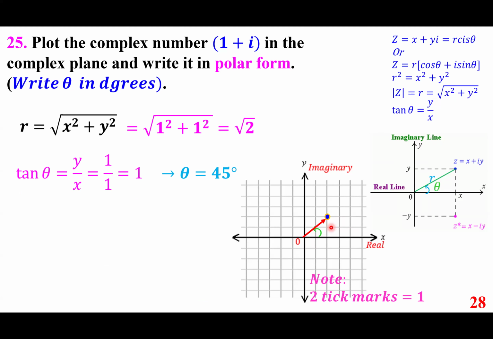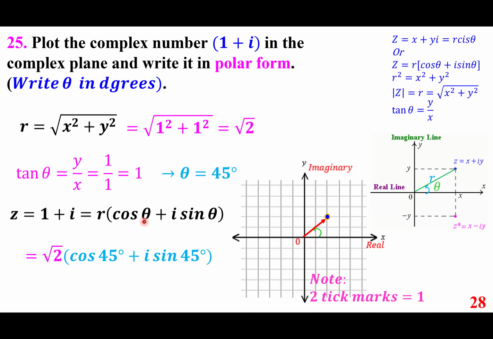So z equals 1 plus i is equal to r cis theta, and r is replaced with square root of 2, and theta is replaced with 45 degrees. The shorthand notation would be square root of 2 cis 45 degrees. Okay, that's a shorthand notation.